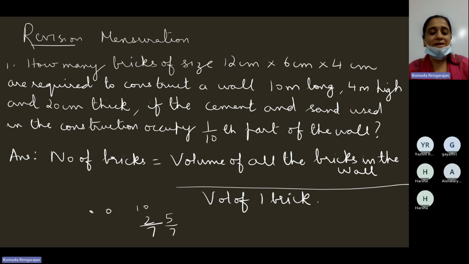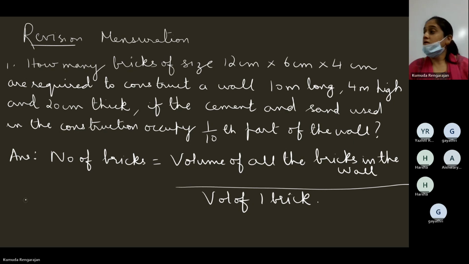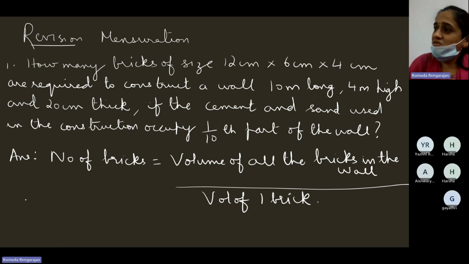So the cement and sand mixture occupy 1/10 of the volume of the wall. So 1 minus 1 by 10, 9 by 10. This part of the wall is occupied by the bricks. The dimensions are given of the wall. So when you find L into B into H for the wall, you get the volume of the wall. 9 by 10 of that is the volume of the bricks. 1 by 10 of that is the volume of the cement and sand.